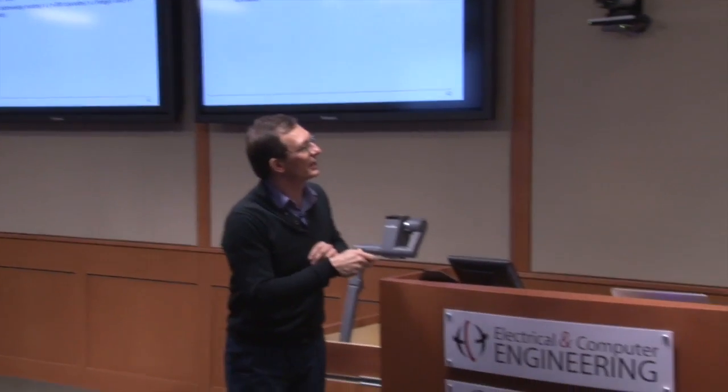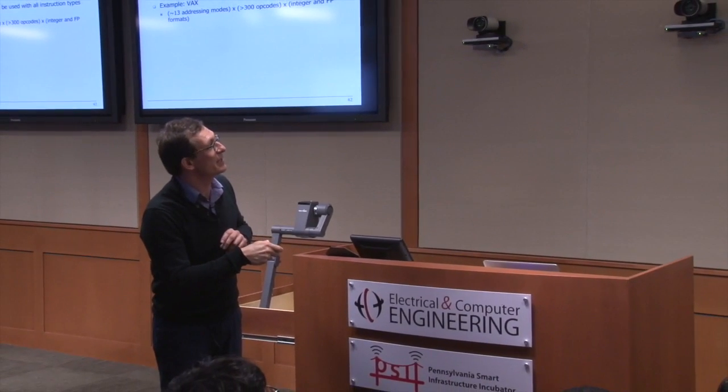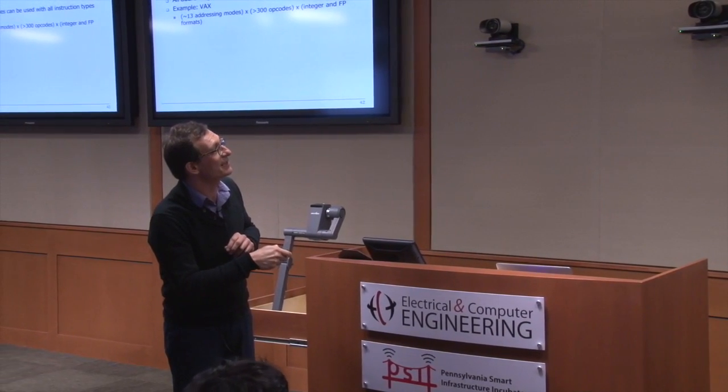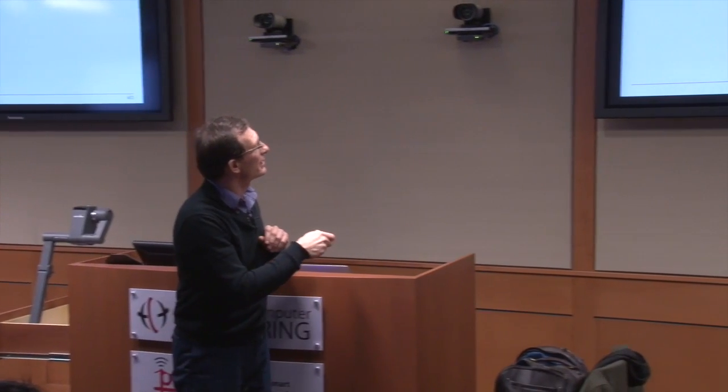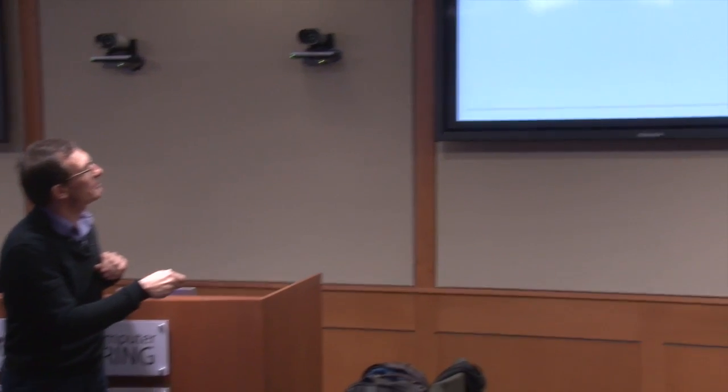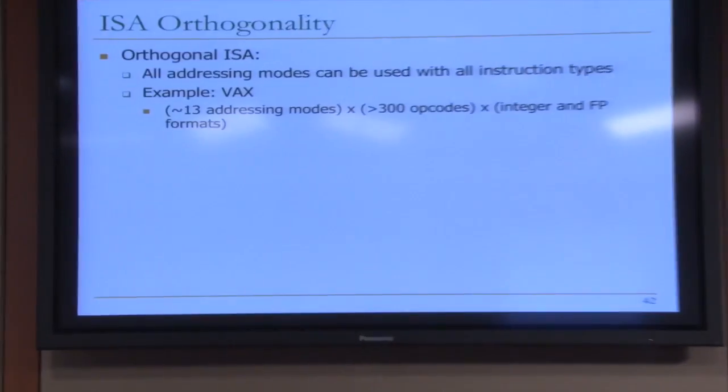Another example of ISA property, one ISA property is orthogonality. An orthogonal ISA, this is the definition, is one where all addressing modes can be used with all instruction types.